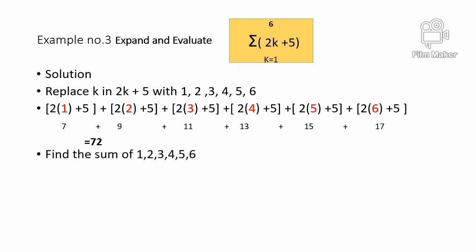So we will find the sum of 1, 2, 3, 4, 5, 6. So S of n is equal to n divided by 2 times a sub 1 plus a sub n. This is the formula. So S of n is equal to 6 divided by 2 times 1 plus 6. So 6 divided by 2 is 3, and 1 plus 6 is 7. So 3 times 7 is equal to 21.